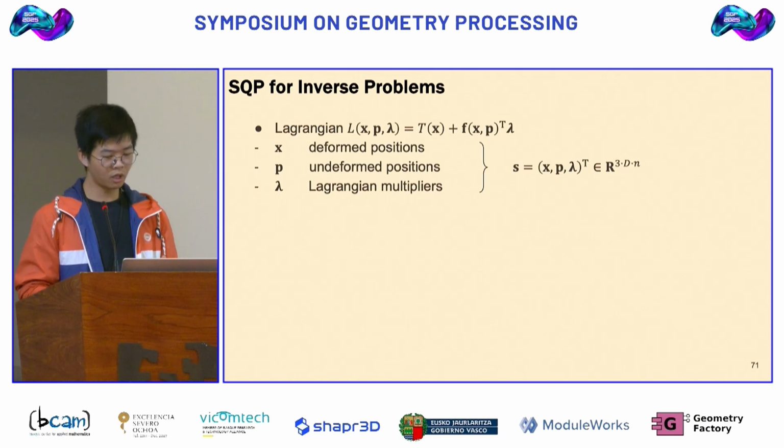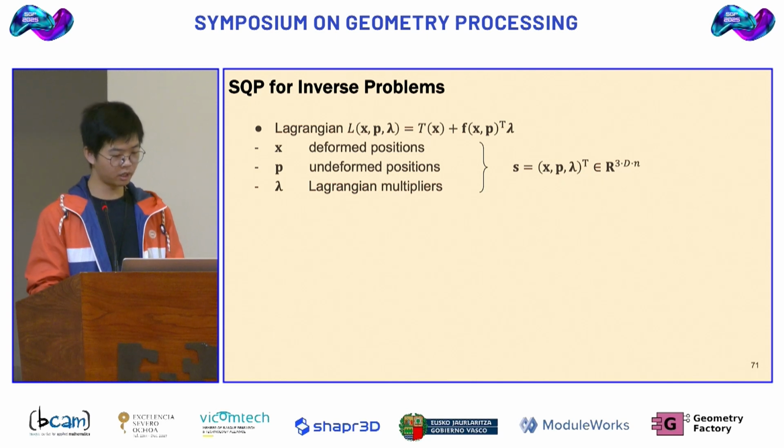One common way to solve an optimization problem is to construct the so-called Lagrangian, which is the sum of the objective function and the weighted sum of the constraints. The weights here are the Lagrangian multipliers lambda. We have the deformed positions X, undeformed positions P, and the Lagrangian multipliers lambda. These are the degrees of freedom that we need to solve, and we stack them together as S. So we will have 3 times D times N degrees of freedom to be solved. In this case, we solve a 2D elastic bar, so D equals 2, and finally we arrive at 6 times N degrees of freedom.